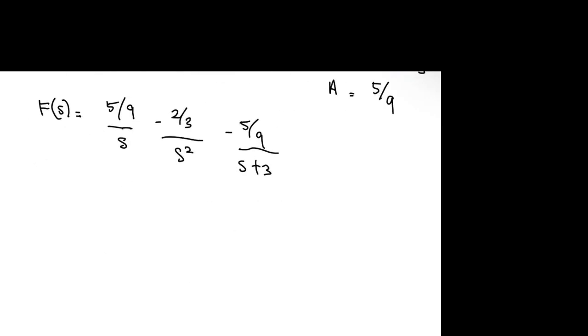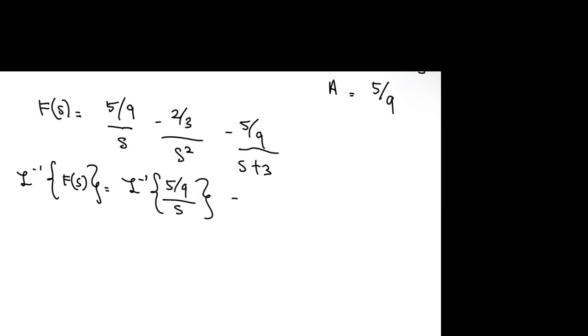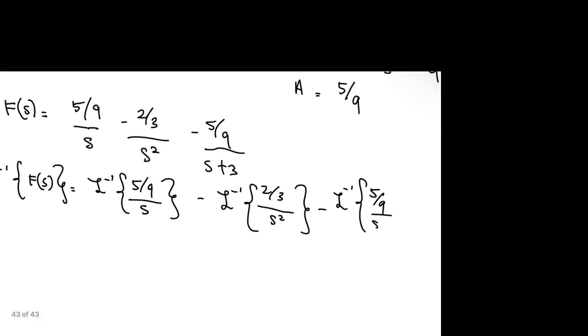Okay. Next, find the inverse Laplace of F(s). So by using linear properties, we have the inverse Laplace of 5 over 9 times S, minus the inverse Laplace of 2 over 3 over S square, minus the inverse Laplace of 5 over 9 over S plus 3.